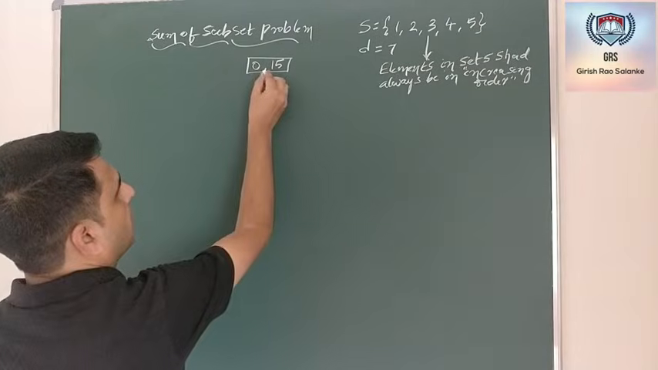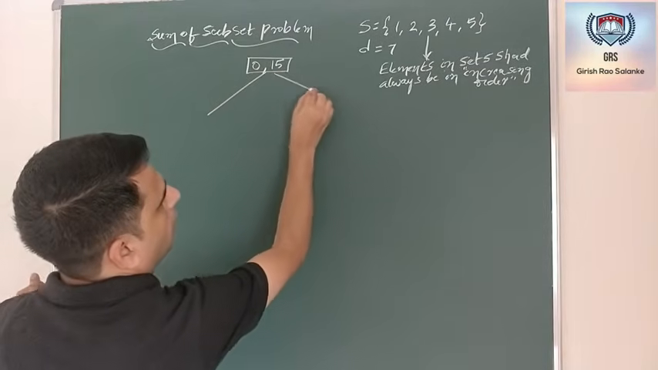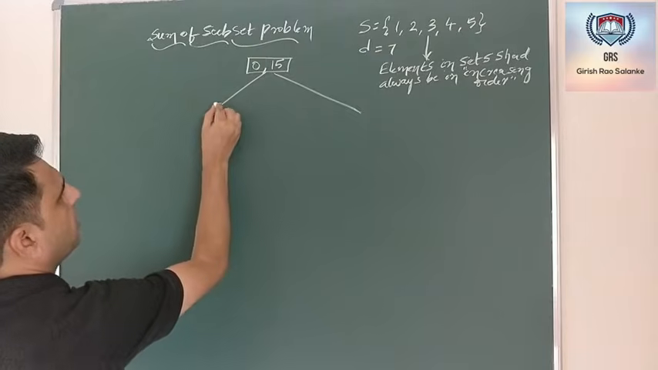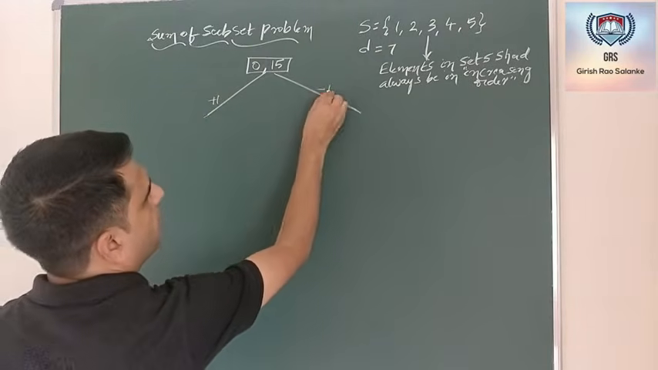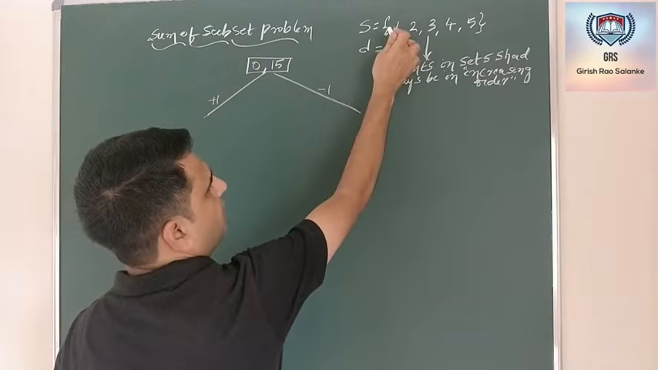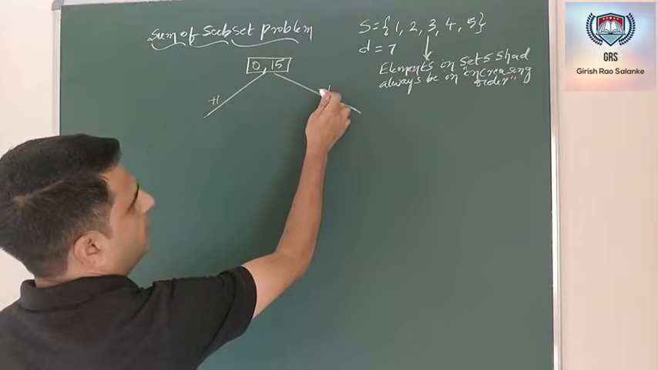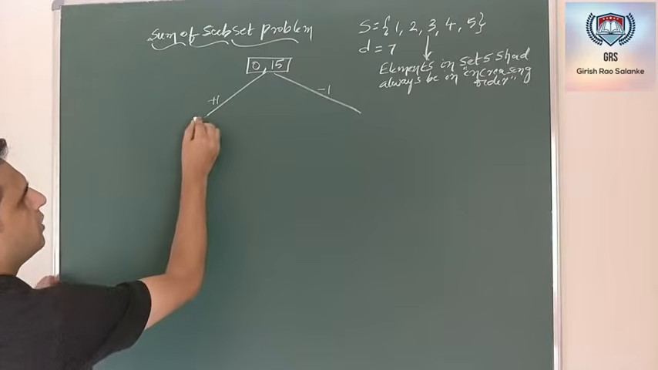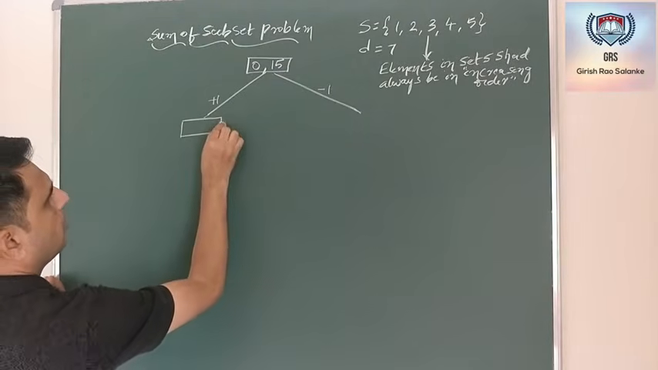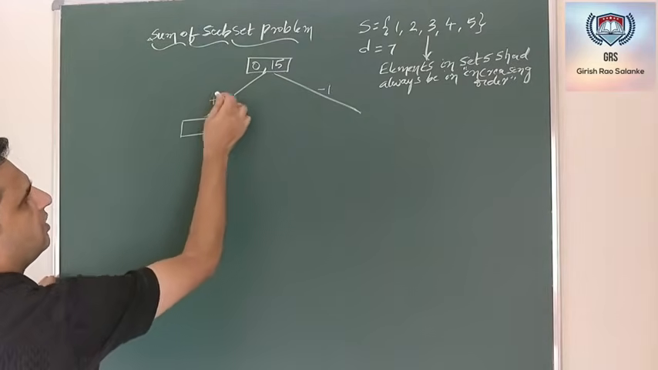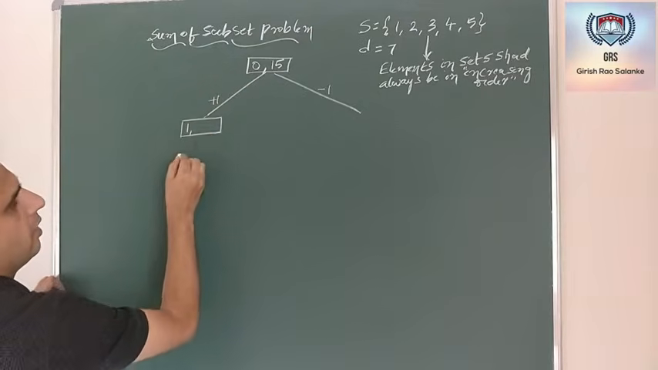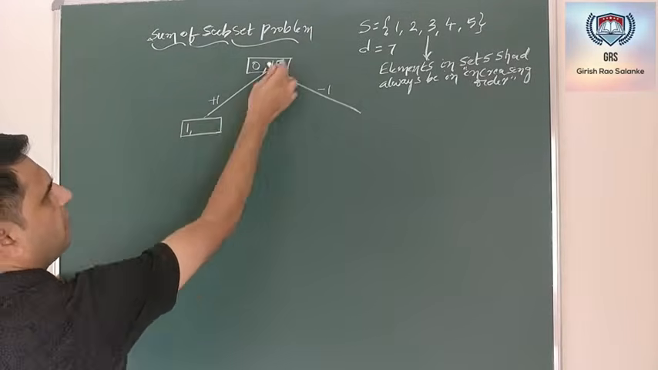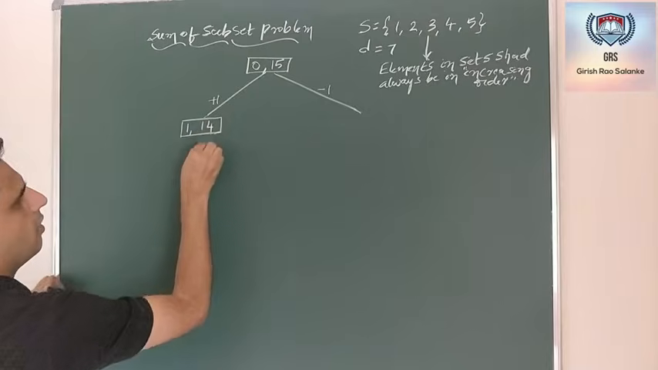Now I'll use two notations, +1 and -1. +1 indicates that the first object is included, and -1 indicates the first object is not included. On inclusion of the first object, my sum gets updated to 1, and the left out sum will be 15 minus 1, which is 14.